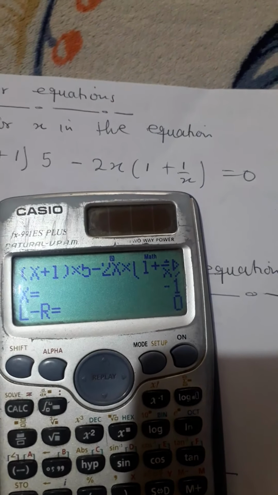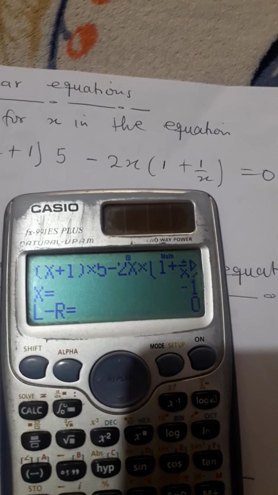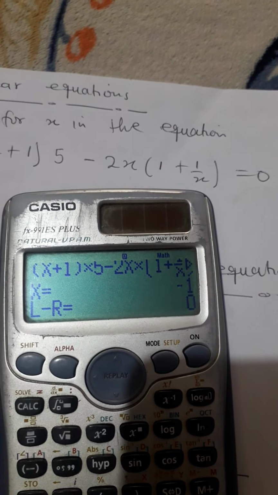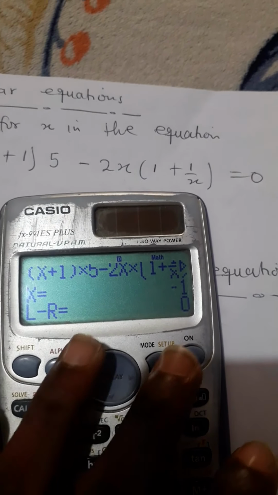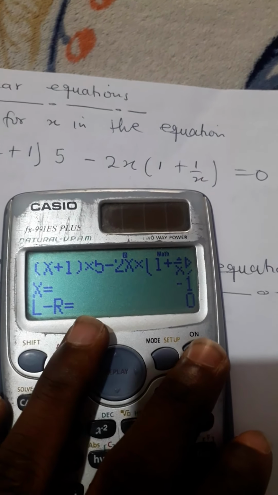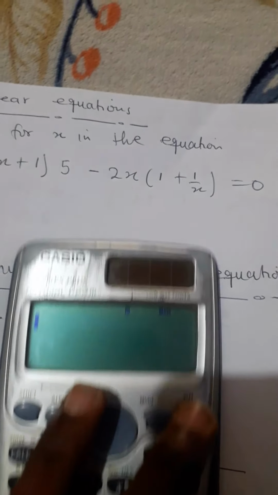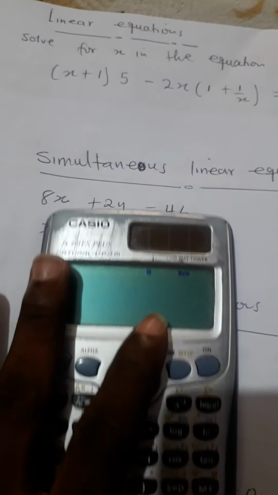This is very simple, right? You don't need to go through the process of opening the bracket, grouping like terms and the rest. So that is one way of solving linear equations. I hope this is understandable. So let's go to solving simultaneous equations.